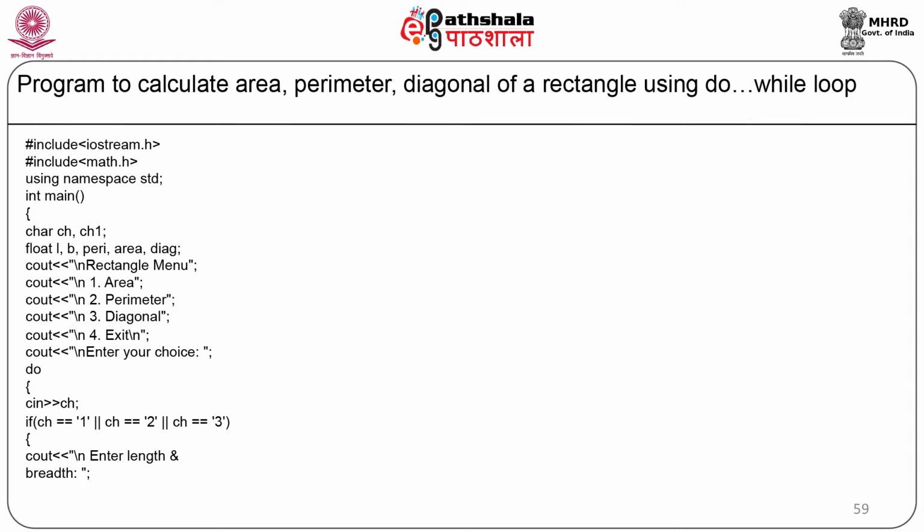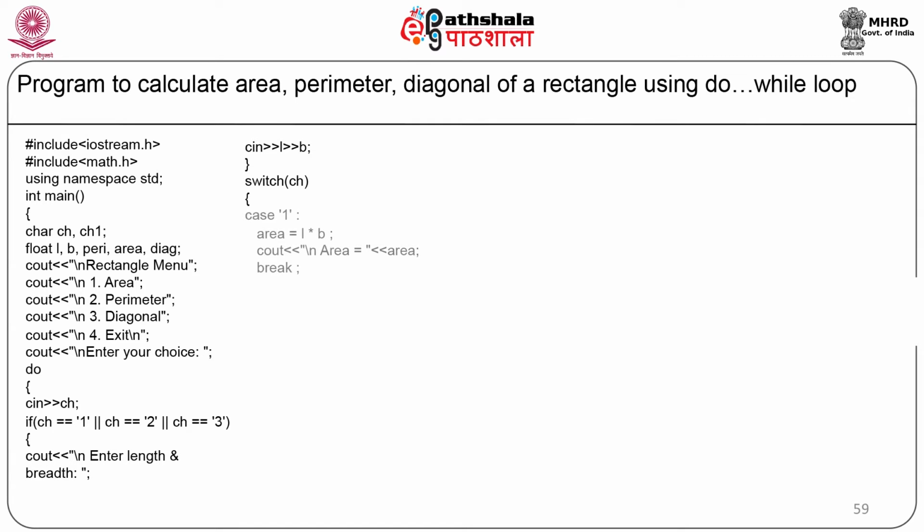Now the do loop will start. We are taking the value from the user, cin ch. Now we will start, if choice is equal to 1, 2 or 3, we will display the message to the user, enter the length and breadth. We will take the values as l and b. Now we are going to start with our switch statement.